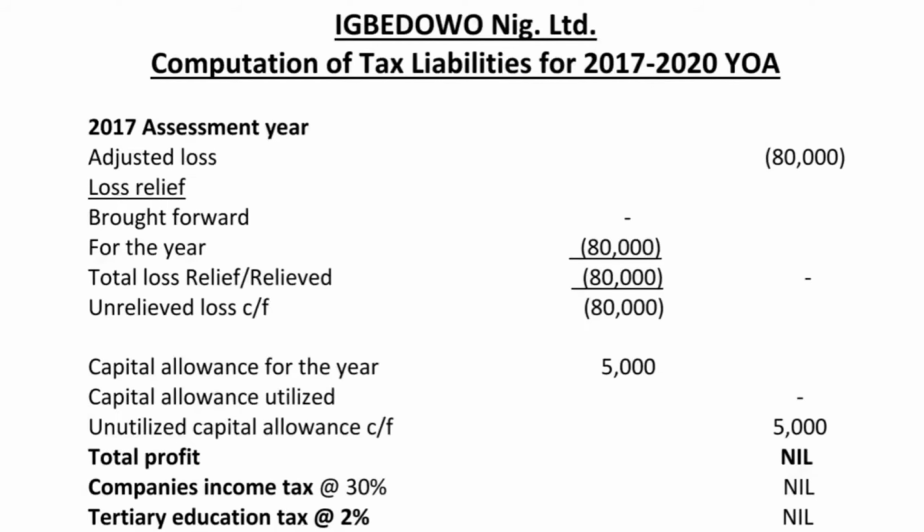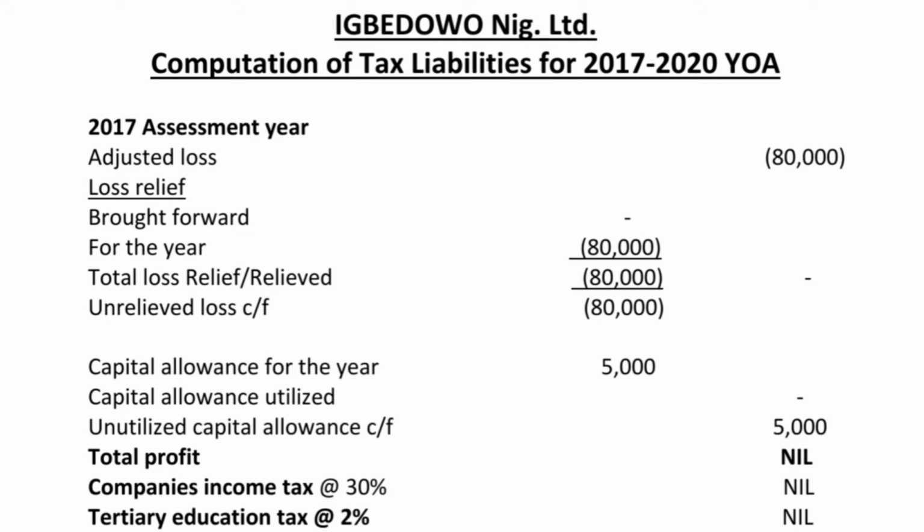All right, let's solve. So you start by writing the name of the company, that is Igbedowo Nigeria Limited. You write the heading, always write your heading, which is the requirement: computation of tax liabilities for 2017 to 2020 years of assessment. Then you start with 2017 year of assessment. As you can see, they made a loss of 80,000 naira. So you can't charge tax in that year. This loss that they made would obviously lead to loss relief, right? It has already shown an accumulation of 80,000 loss relief.